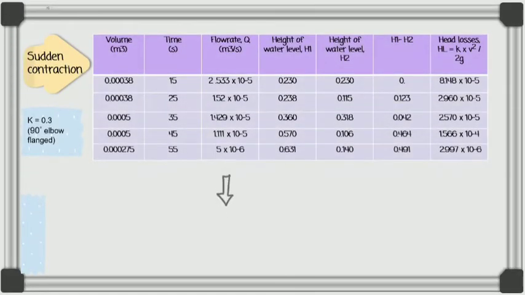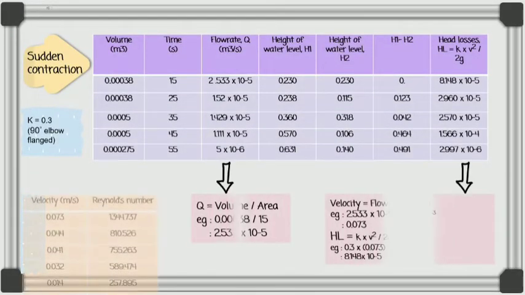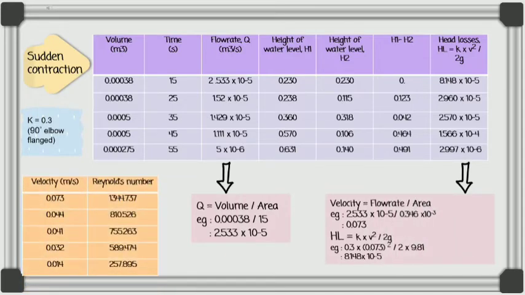Next, the sudden contraction we need to measure too. We need to find the volume from the experiment, the time, flow rate, height of water level H1 and H2, and head losses, for which we use the same K of 0.3, the friction for the 90 degree elbow flange, and the difference in sudden contraction is the velocity.